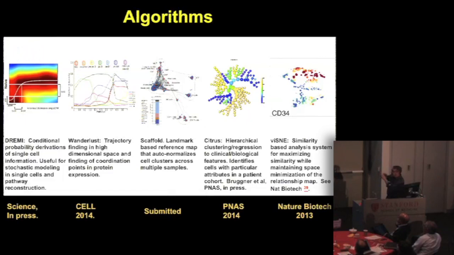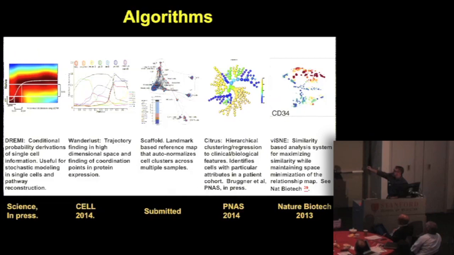This is a wholly new way to draw out information from single cell systems. It's now, I'm told by the editor, in press in Science, and that uses the single cell data. But it goes well beyond the correlations, and it uses the stochastic information of distributions to pull out information that a simple correlation plot doesn't find. Wanderlust, which finds trajectories of cells that are differentiating automatically, was published in Cell earlier this year. Scaffold is an immune system reference map that we're working on. The Gates Foundation is funding that.